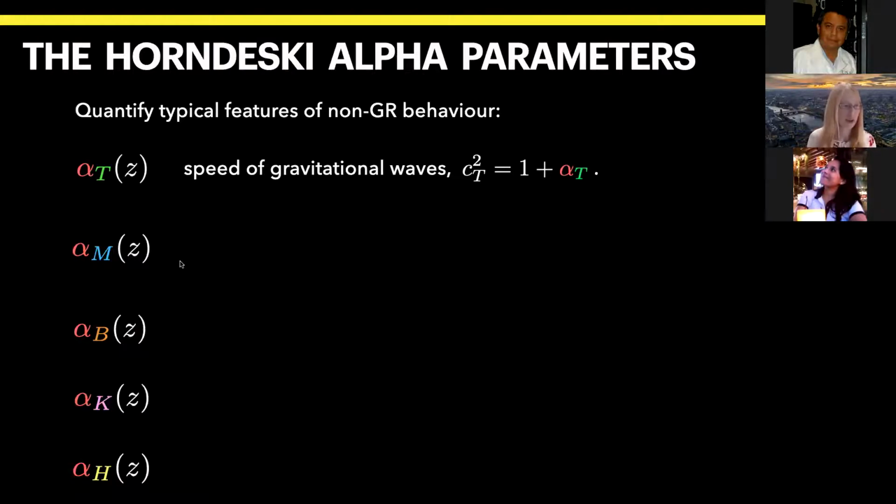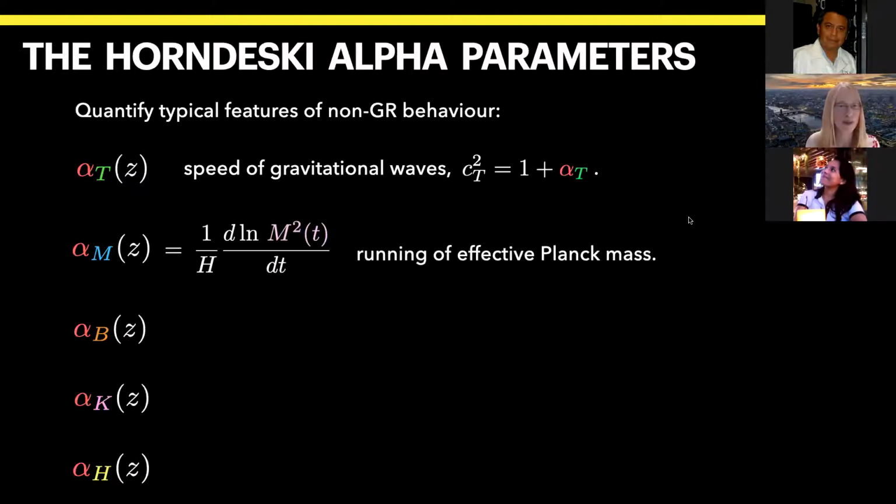Alpha M, Jackson also mentioned very briefly. Alpha M is the effective run rate of the Planck mass. Jackson showed this in teleparallel gravity, and it's also present in Brans-Dicke theory, which Jutta mentioned, and all kinds of modified gravity theories. They give you a time-evolving big G, or Newton's constant. That's effectively equivalent to a time-evolving effective Planck mass. And so this alpha M parameter holds the rate of evolution of that Planck mass.